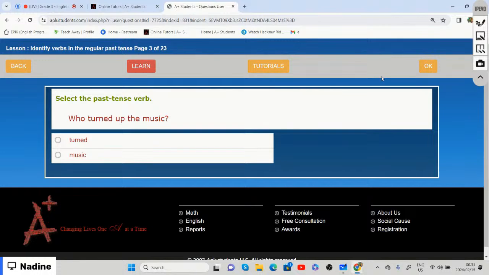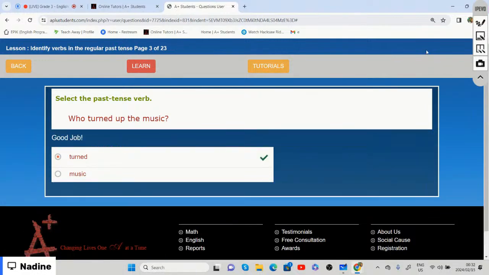So who turned up the music? And if we select the past tense verb, then yes, we will choose the word turned. So well done, guys. Turned is correct.